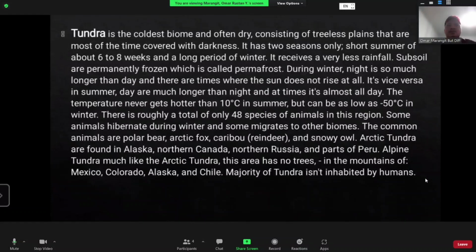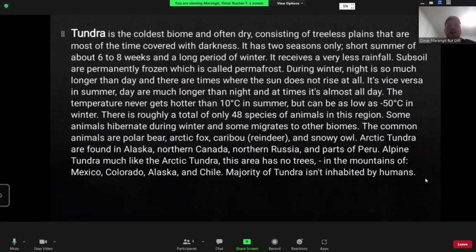During winter, night is so much longer than the day, and there are times where the sun does not rise at all. It's vice versa in summer. They are much longer than night, and at times it's almost all day. The temperature never gets hotter than 10 degrees Celsius in summer, but can be as low as negative 50 degrees Celsius in winter. So yung pinakamainit na daw nila na temperatura tuwing summer is 10 degrees Celsius. So malamig pa rin yun.